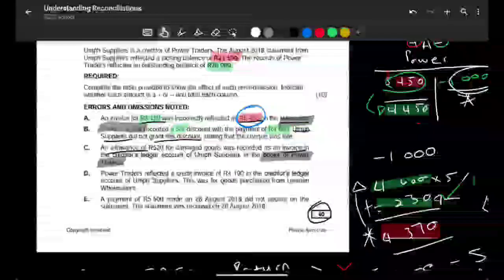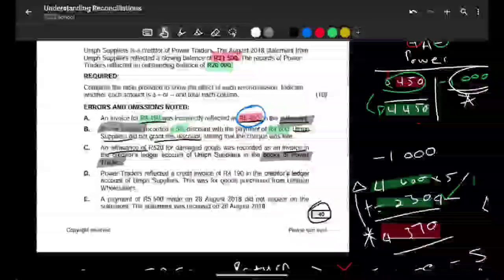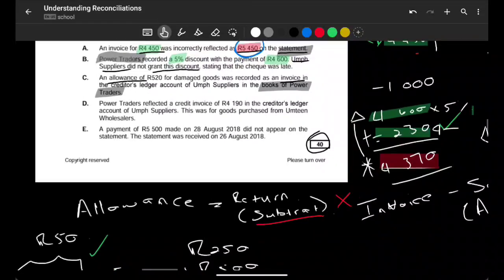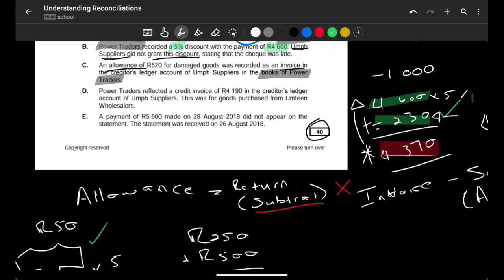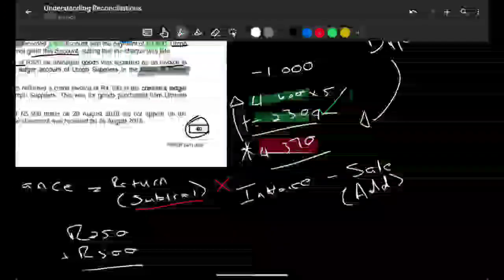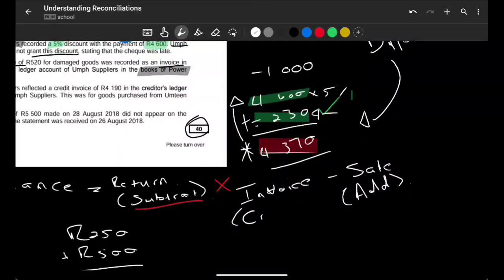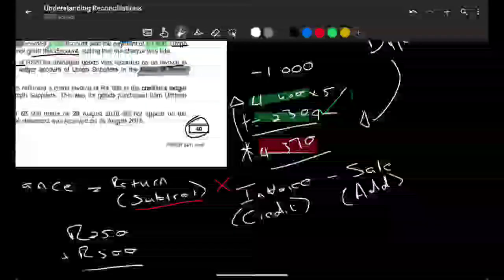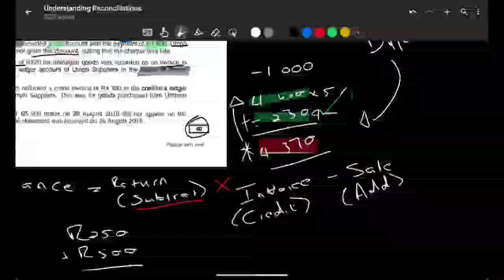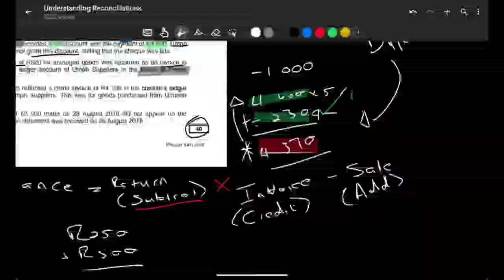Information D, Power Traders reflected a credit invoice of 4,190. Power Traders says a credit invoice is the return, right? No, sorry. Credit invoice is just another invoice. An invoice is an invoice, sorry, right? Credit invoice can be credit or cash, right? When they say credit invoice, they're telling you how that invoice was made, right? If it's a cash invoice, you pay cash. If it's a credit invoice, they gave you credit, you'll pay later, right?